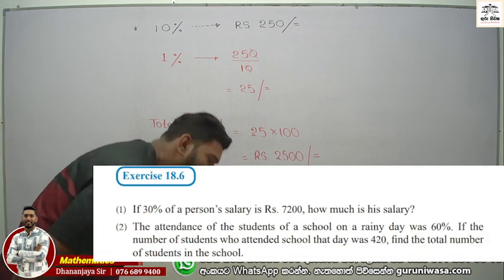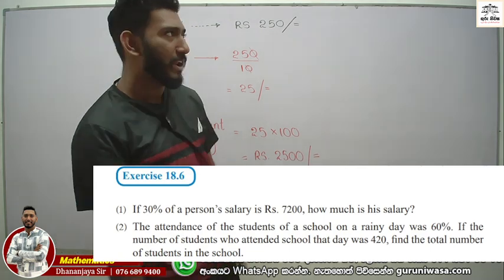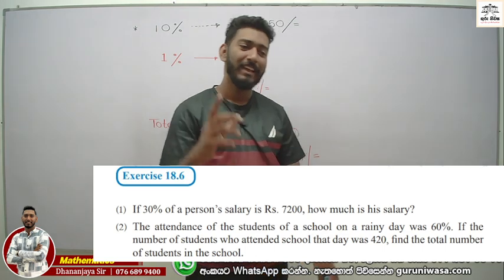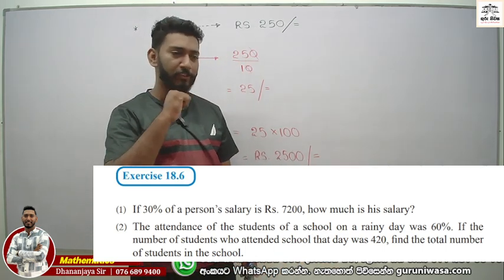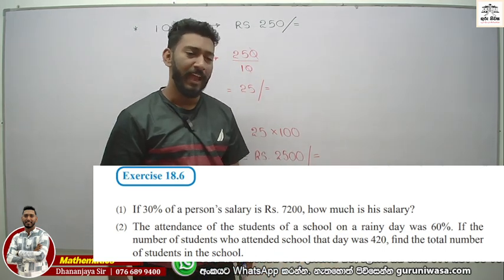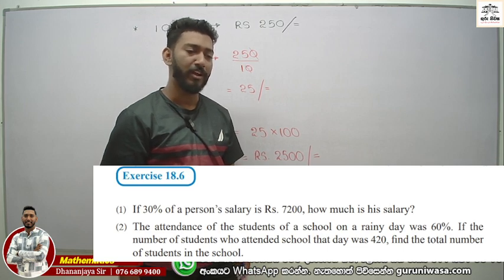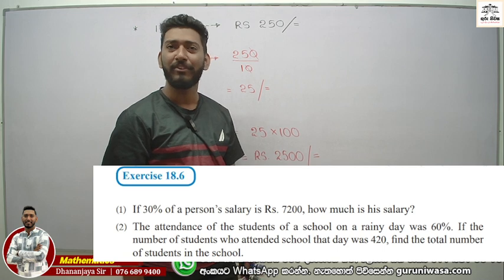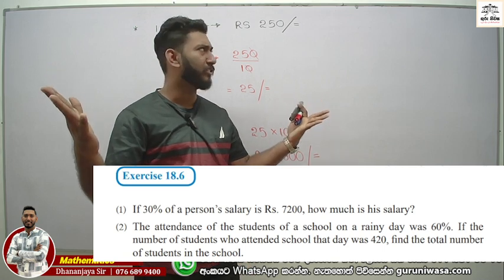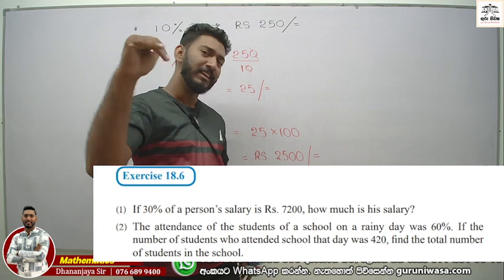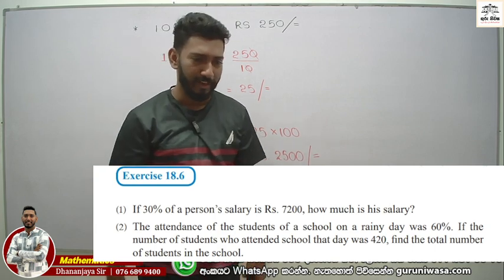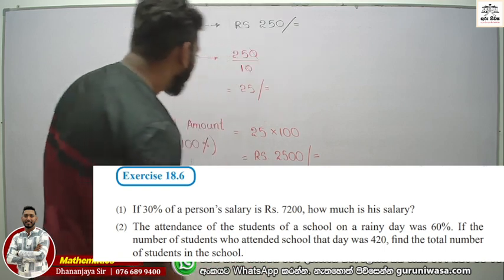Right. Now these are the questions. You can find the answers for these questions in your textbook. Exercise number 18.6, question number 1 and question number 2. Right? And you can find the answers. You use the unitary method, then find the answer as a total. Let's write these two nicely.